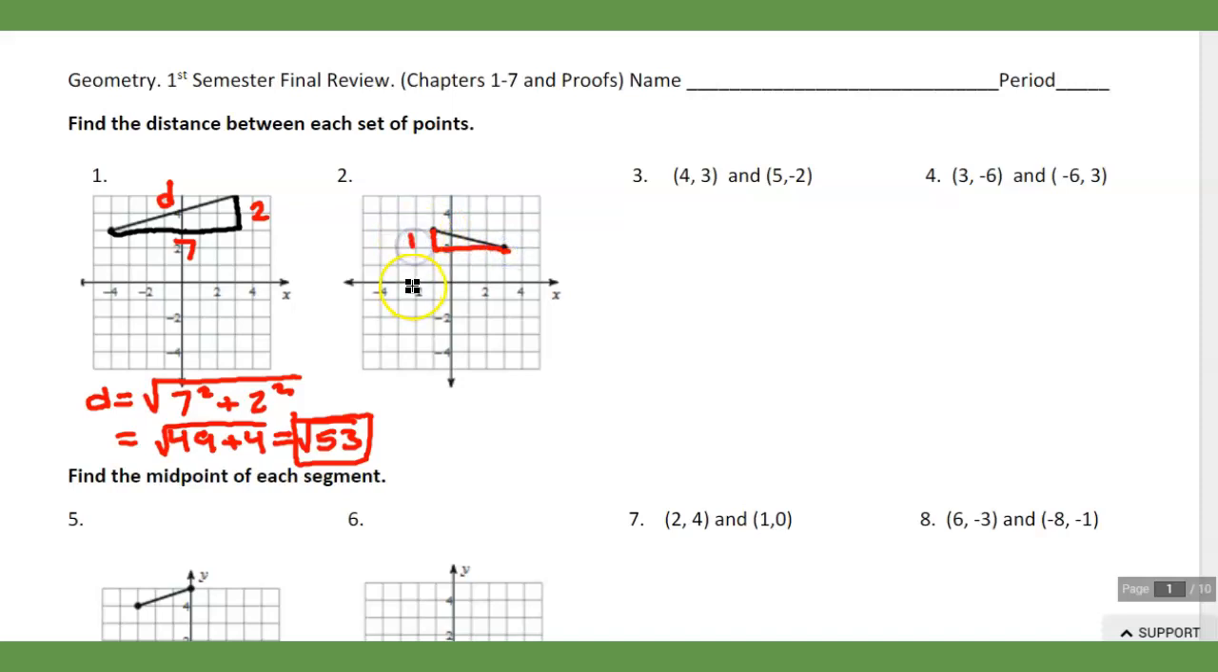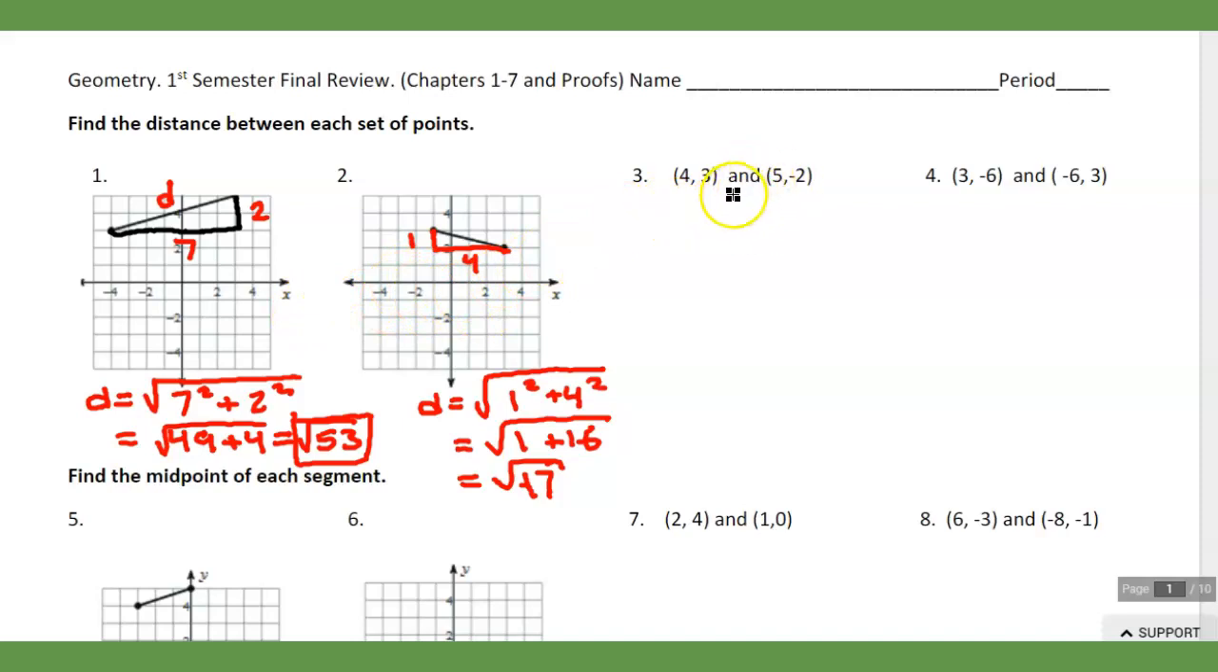So this has a rise of 1, or negative 1, and this has a run of 1, 2, 3, 4. So the distance from this point to this point will be the square root of 1 squared plus 4 squared, which equals 1 plus 16, which is just root 17. Okay? So that's how we find the distance using the graph.